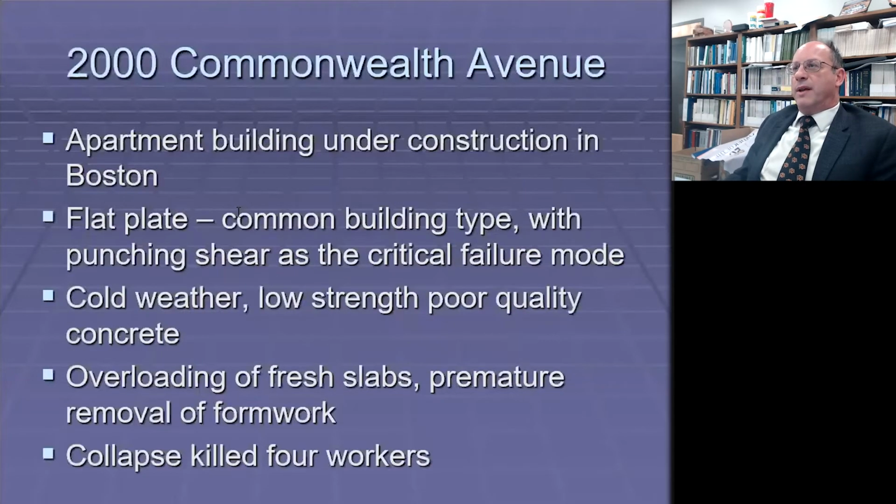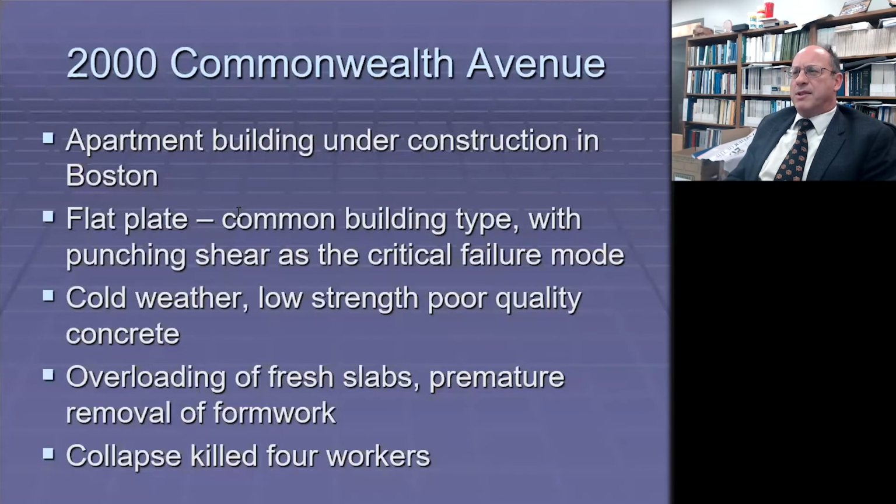Moving into one of the first ones that I actually got interested in when I was a graduate student at MIT in the mid 80s, one of our courses looked at the collapse of 2000 Commonwealth Avenue in Boston, which was an apartment building under construction. It was a flat plate, which is a common building type with punching shear as a critical failure mode. Interestingly, in the years of teaching reinforced concrete, we don't really talk that much about these building types, and sometimes we don't even get to punching shear in the first undergraduate course.